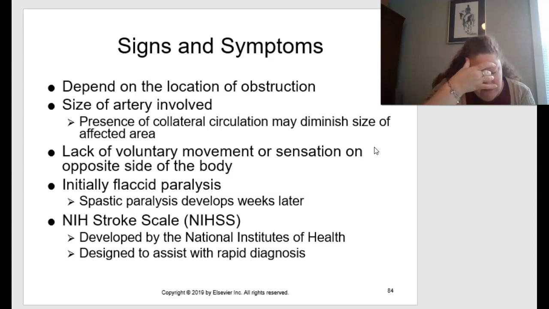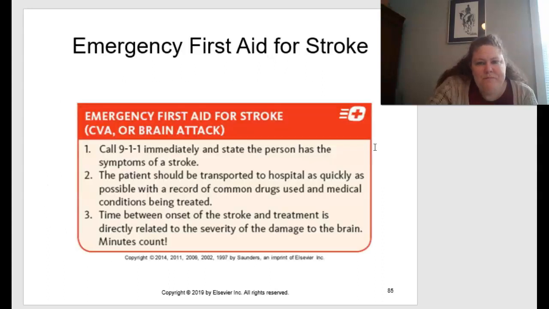So the NIH stroke scale is on page 348 of your book, if you want to read up on that a little bit more. So emergency first aid for stroke would be call 911 immediately and state that the person has symptoms of a stroke. The patient should be transported to a hospital as quickly as possible with recording of common drugs used and medical conditions that are being treated. Also, the time of onset of the stroke and treatment is directly related to the severity of the damage of the brain, and minutes count.